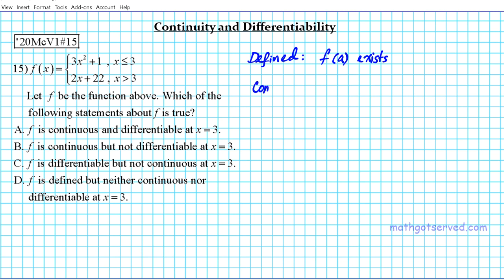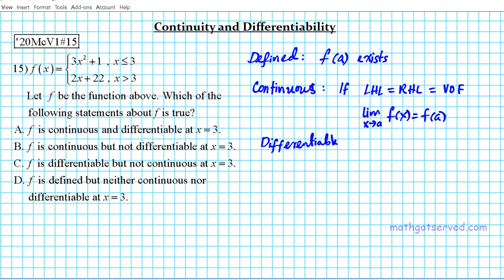So how about continuity? How do you know if a function is continuous? You know that a function is continuous if the left-hand limit is equal to the right-hand limit. This means that the limit exists and that it is equal to the value of the function, which is the defined component. So at a, the limit as x approaches a of the function is equal to f of a. And then differentiability. How do you know if a function is differentiable? Well, it cannot have a corner, cusp, vertical tangent, or discontinuity. The simple way to determine if a function is differentiable: first of all, it has to be continuous, and the right-hand derivative has to be equal to the left-hand derivative.